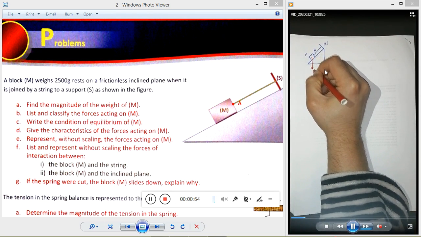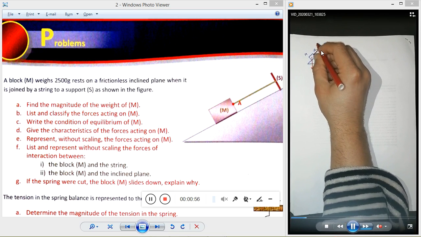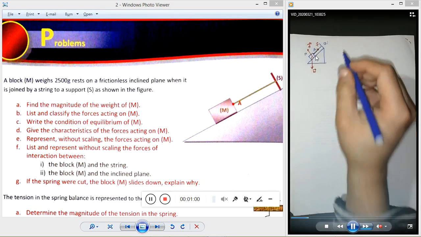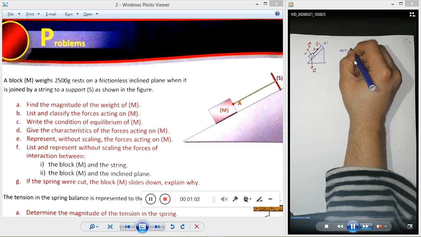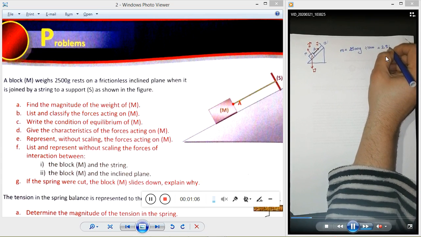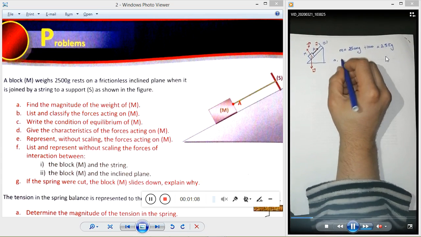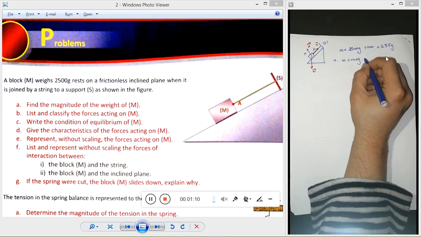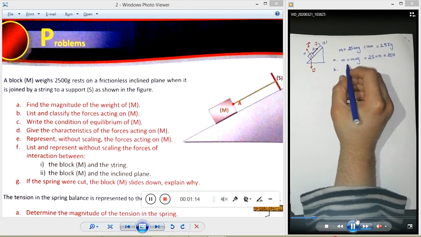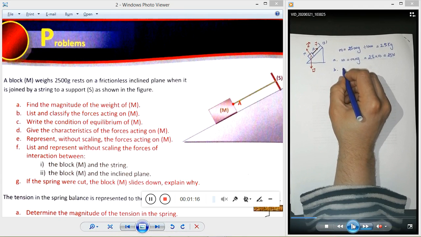Okay, as you can see here, we always draw the forces on the figure. As you can see, the normal, tension, and weight. We have the mass equals 2,500 grams. We divide by 1,000 to convert into kilograms, which is 2.5. To calculate the magnitude of the weight, we say that weight equals mass times gravity, 2.5 times 10, which is 25 newtons.